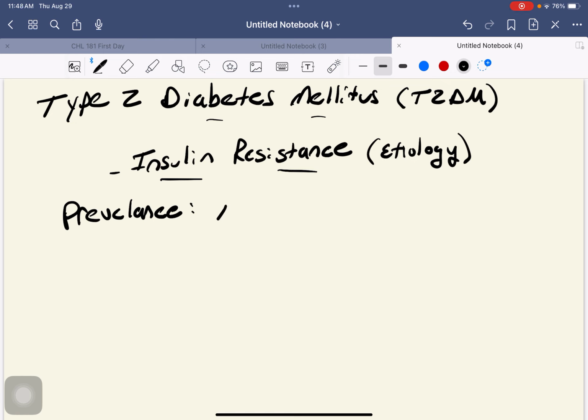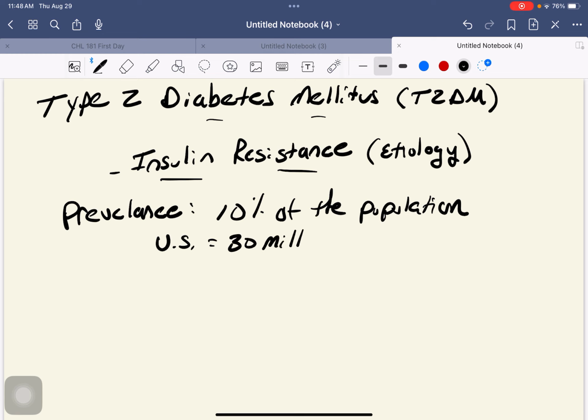How prevalent? About 10% of the population. And this is becoming more of a worldwide statistic. We're seeing it throughout all countries in Europe and Asia, and it's really about that 10%. Certainly in the U.S., about 10% of the population is living with and trying to manage type 2 diabetes. So what does that make? In the U.S., anyway, that would be about 30 million people. 1 in 10, 10%, 30 million people.